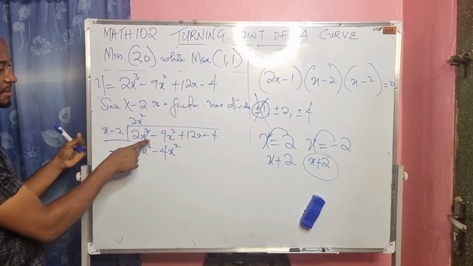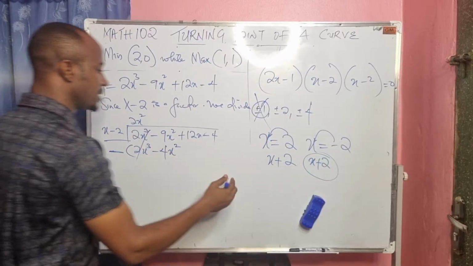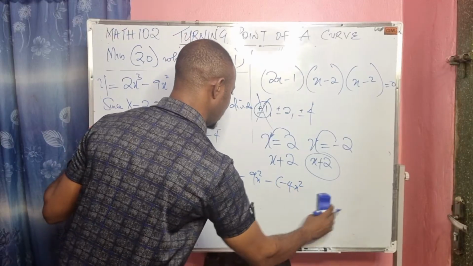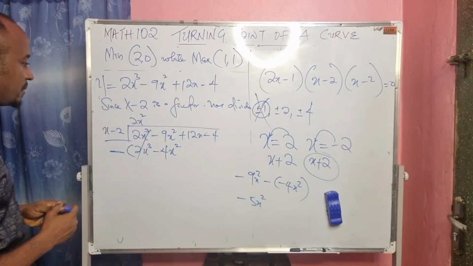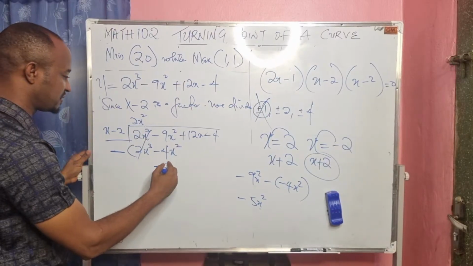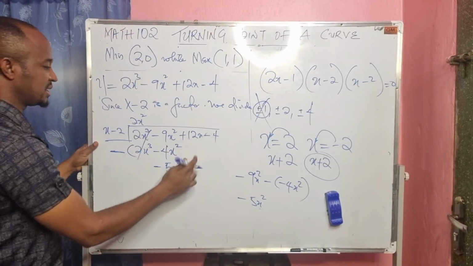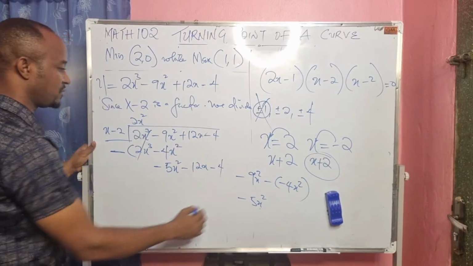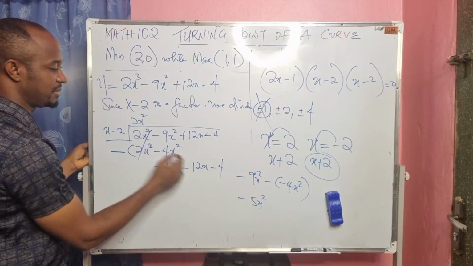So let's subtract and see. Minus 9x squared minus 4x squared will give us minus 5x squared, right? Then minus 12x minus nothing is minus 12x. Minus 4 minus nothing is minus 4. Since there are no other terms to subtract them with, just bring them down, all right?